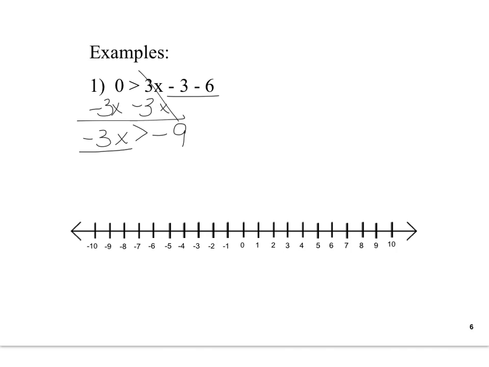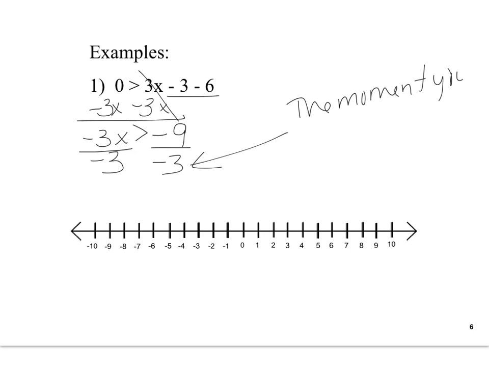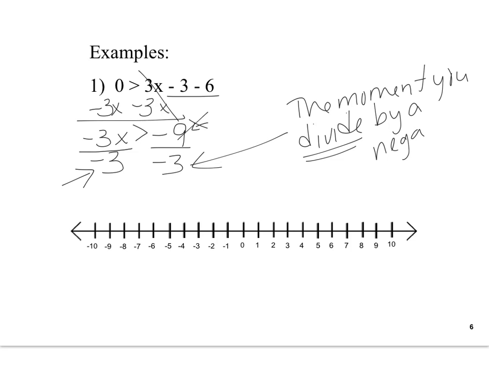Now when I divide here by -3, the moment you divide by a negative, okay, it's divide or multiply, but that's the most important thing you understand. Divide, that's the bottom number. This number doesn't matter. What matters is the bottom number. The moment you divide by a negative, the inequality reverses.